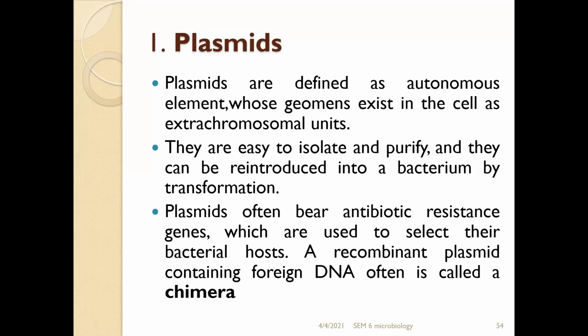Plasmids are defined as an autonomous element, or you can say extra chromosomal unit, which is not actually required for multiplication or reproduction of a bacterial cell or any other cell. They are usually easy to isolate and purify, and they can be reintroduced into a bacterium by the transformation mechanism. Plasmids often bear an antibiotic resistance gene that can be useful to recognize and select their bacterial cells. A recombinant plasmid containing foreign DNA is also known as a chimera.